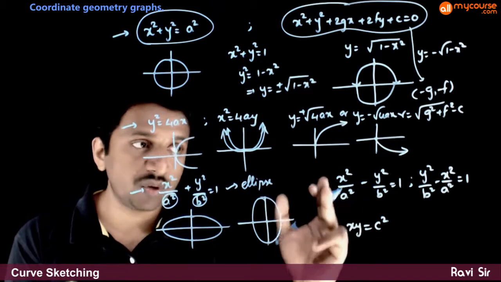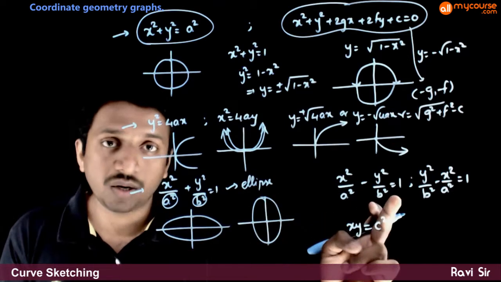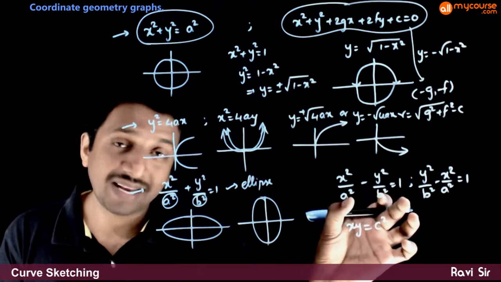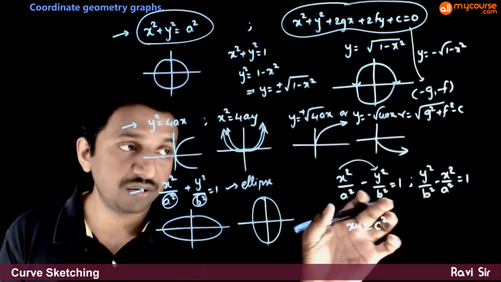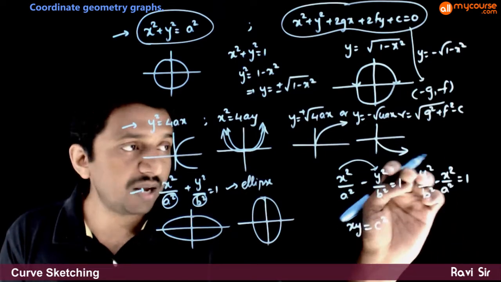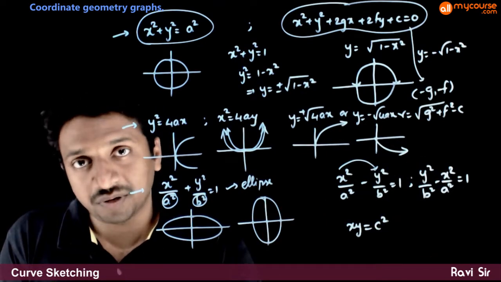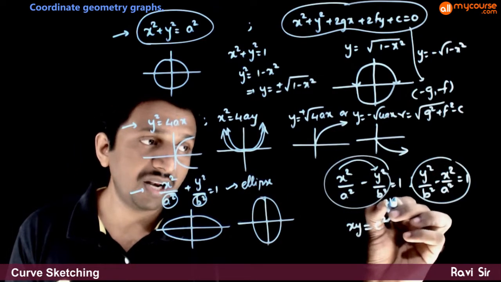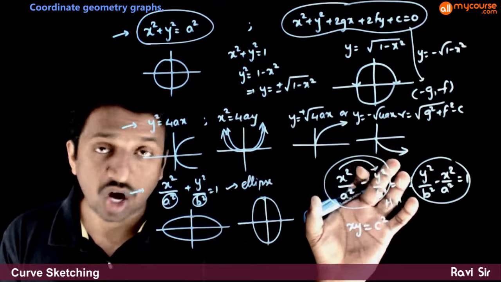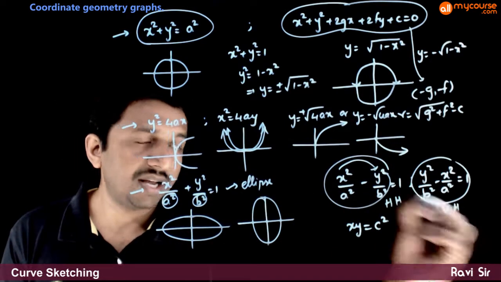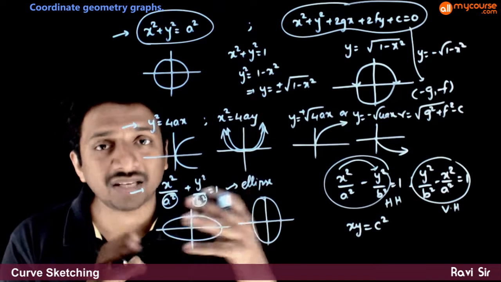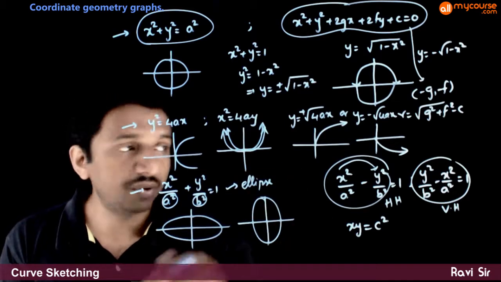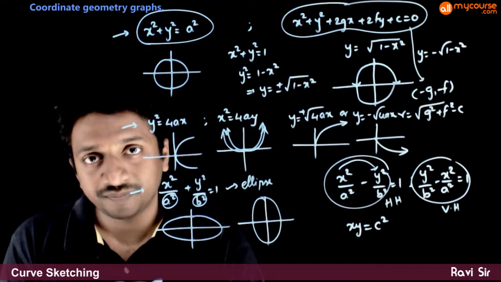And x square by a square minus y square by b square is equal to 1 represents a hyperbola. If you have x square minus y square, you get a horizontal hyperbola. Y square minus x square, you get a vertical parabola. So this is a horizontal hyperbola, sorry, not a parabola. It's a horizontal hyperbola. This is a vertical hyperbola. So if you have x square minus y square, it's a horizontal hyperbola. If you have y square minus x square, you have a vertical hyperbola.